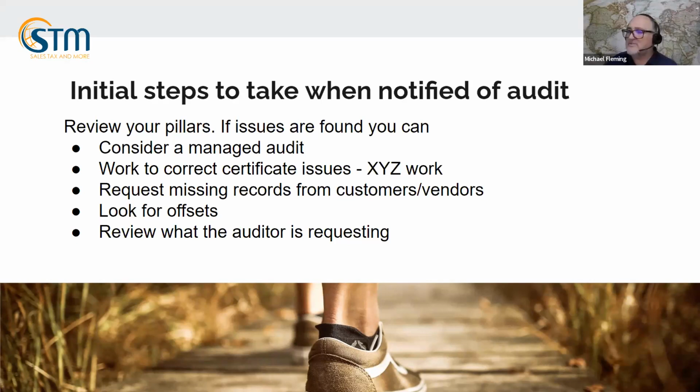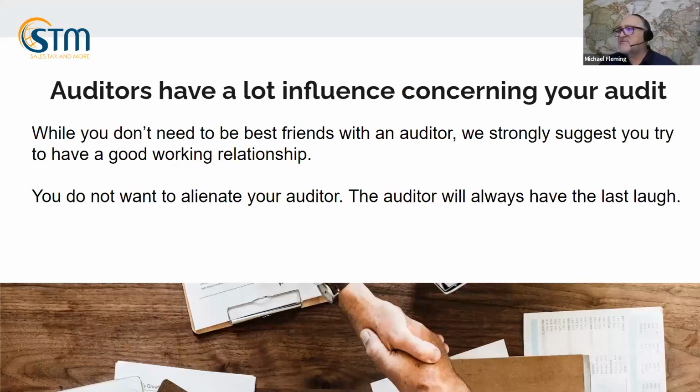Request missing records from customers or vendors. Look for offsets, and then review what the auditor is requesting. Perhaps the most important issue here is that auditors have a lot of influence concerning your audit. And while you don't need to be best friends with the auditor, we strongly suggest you have a good working relationship. You don't want to alienate the auditor. They're always going to have the last laugh.